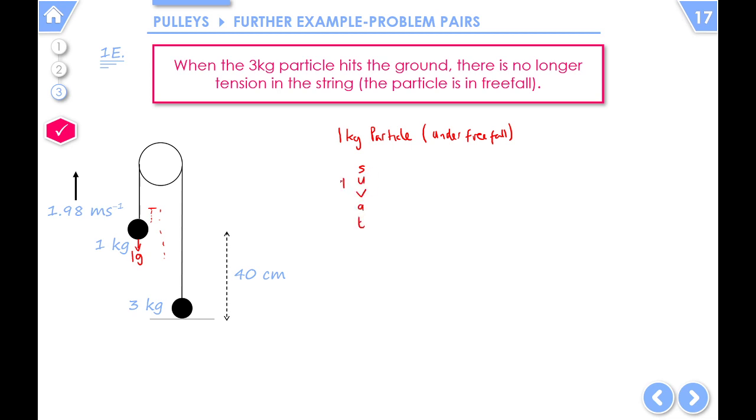Okay, we will take upwards as the positive direction again. S is the thing that we're trying to calculate. U is 1.98, which we calculated from the previous part. V at the very top is 0, because remember this speed is going to keep reducing until it gets to 0, and then it will be negative for the rest of it. So we want V is 0. The acceleration, because upwards is the positive direction, will be minus 9.8.